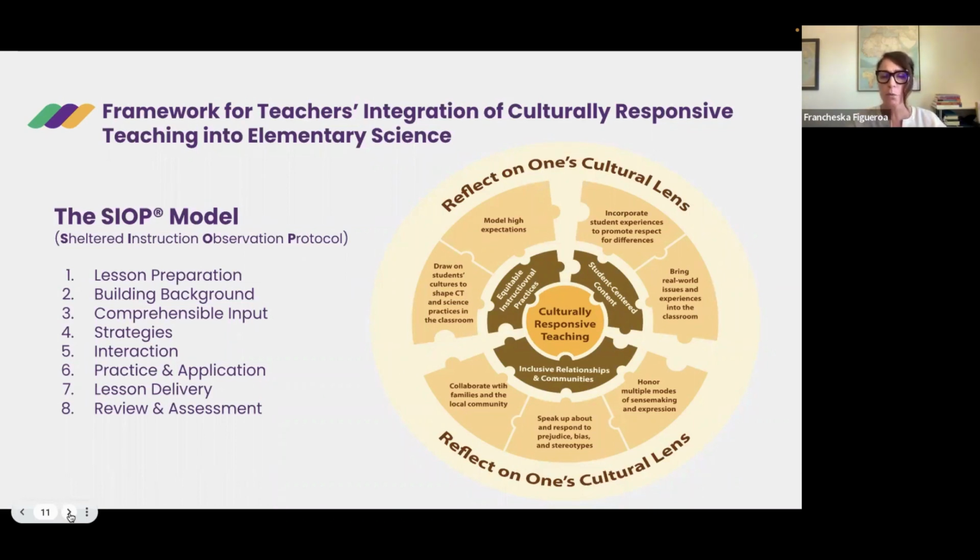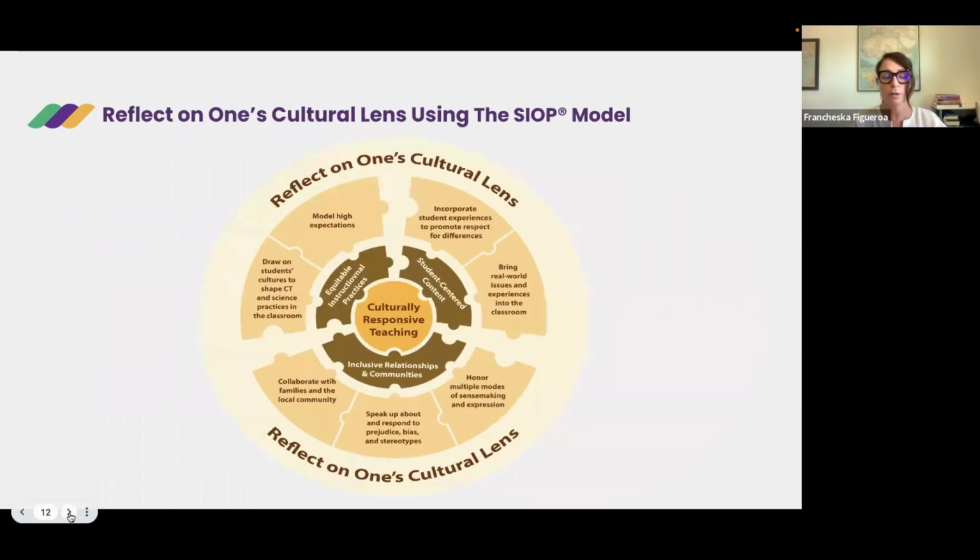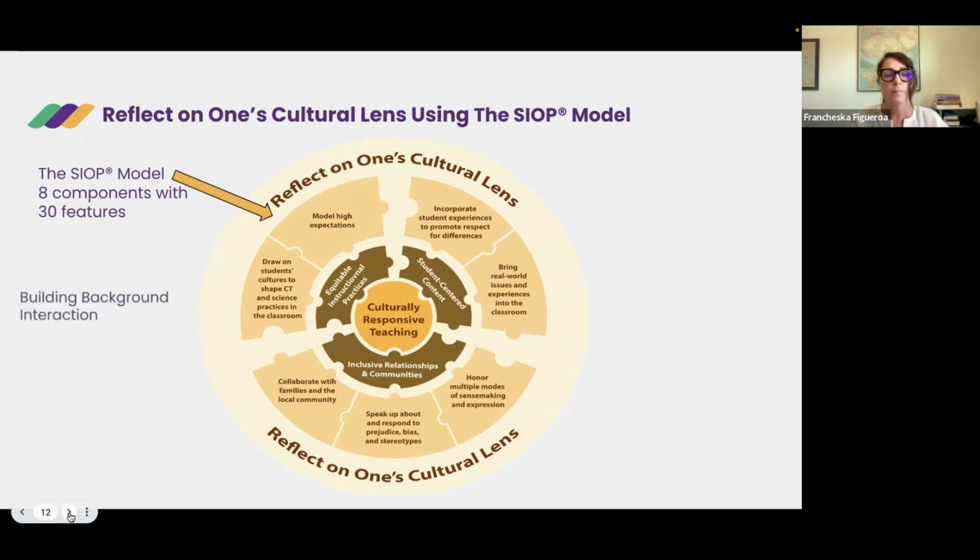From there, we included additional items or responsibilities as teachers that we would hope to see in a classroom using CRT and culturally and linguistically responsive teaching. So what I've done is I've made a connection to the SIOP model. If we look at the first opportunity, equitable instructional practices and modeling high expectations, I connected the SIOP model with the 8 components and 30 features, because I know if I am a teacher using the SIOP model with fidelity, then I am modeling high expectations for not only my multilingual learners, but for all students.